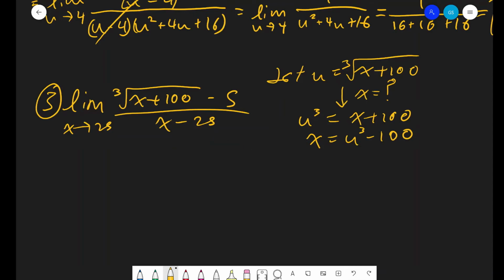So now that we've defined that for both things, now we have to say what is u approaching. As x approaches 25, u is approaching what? Pause the video and see if you can figure that out.